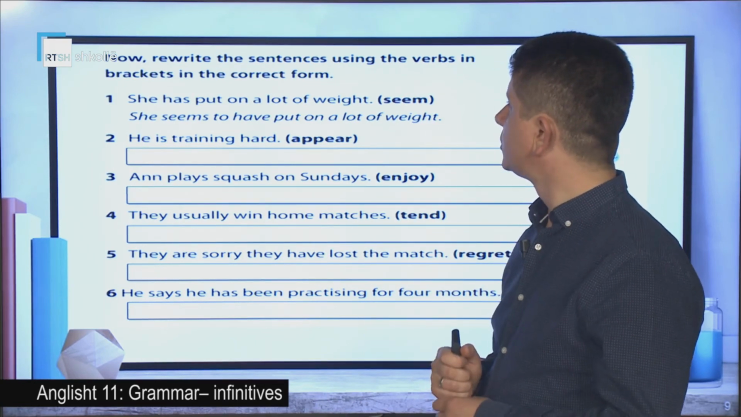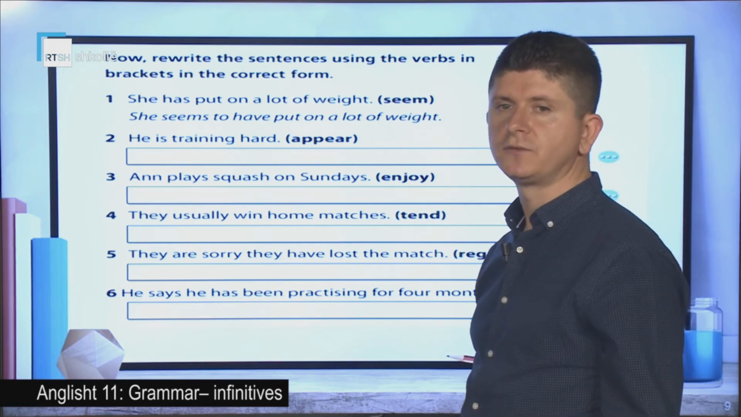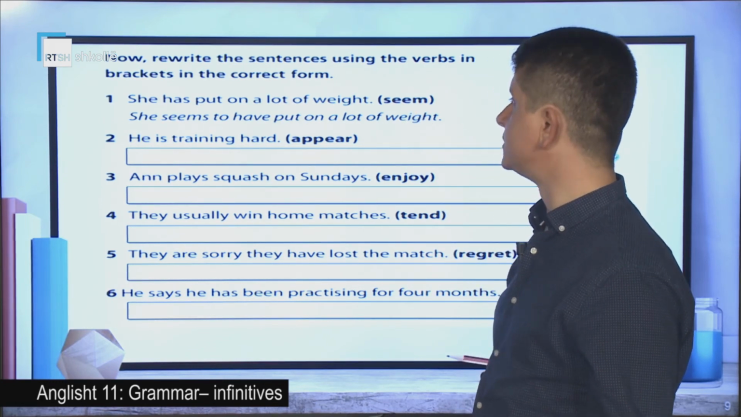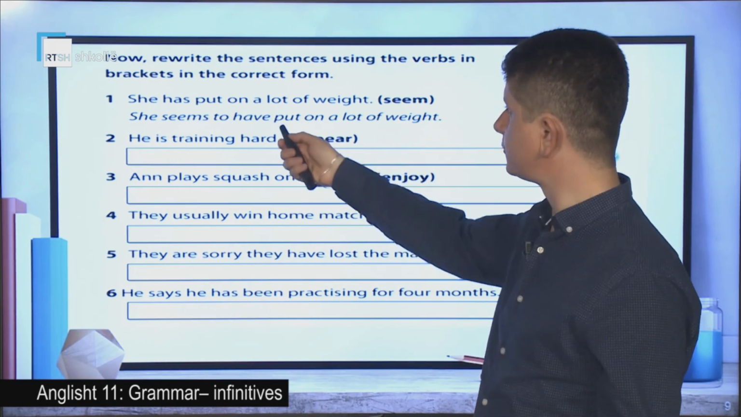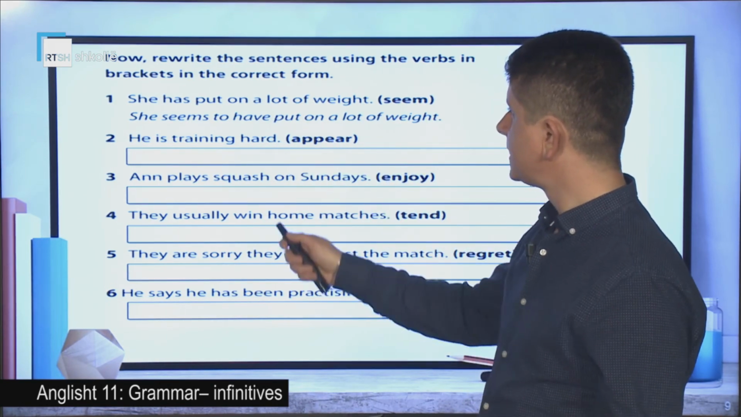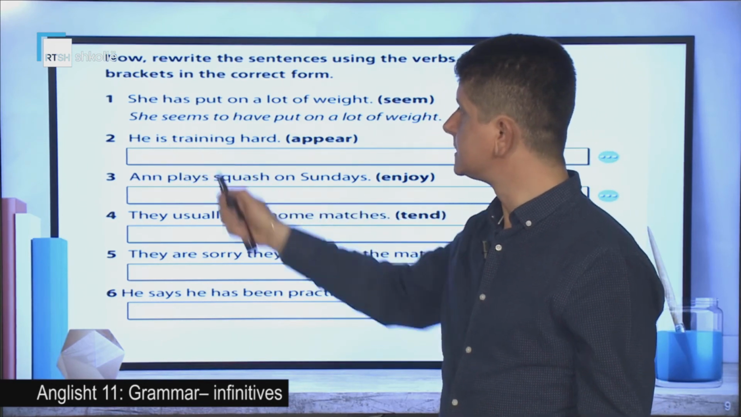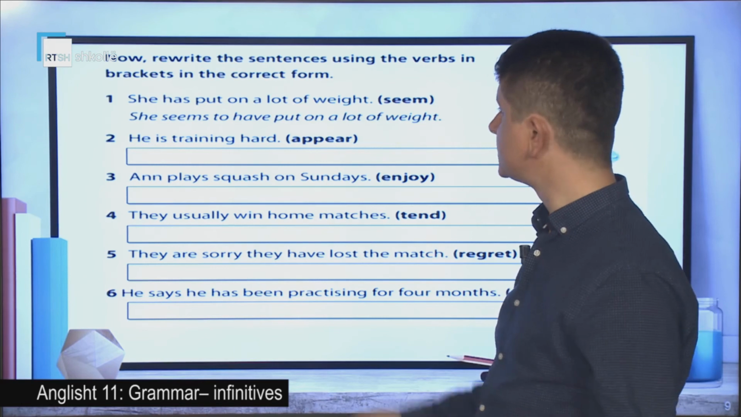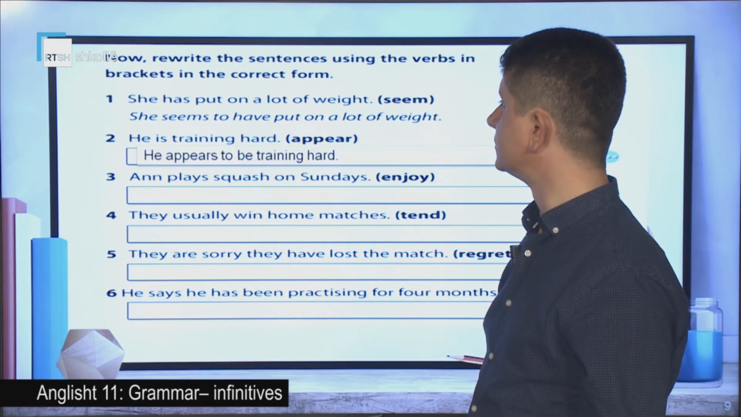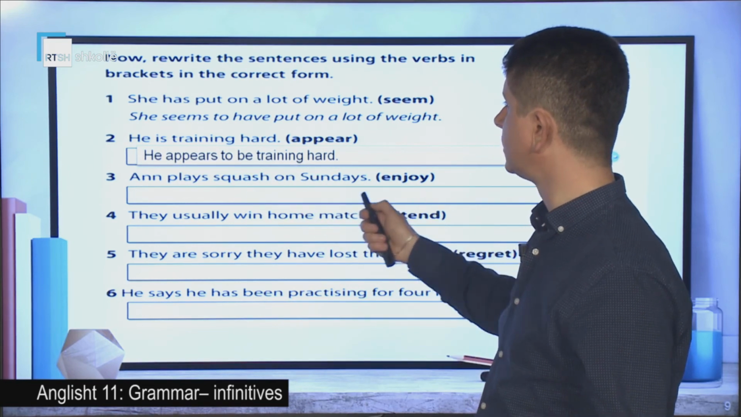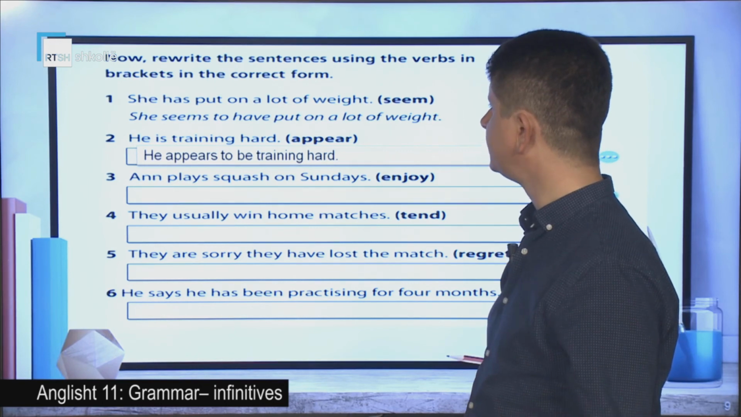Let's do an exercise together. She has put on a lot of weight. So we use the verb here, and then we use one of the correct forms of the infinitives or the ing forms. She seems to have put on a lot of weight, which is a present perfect infinitive. The second, he's training hard. As we see, it is a verb in the present continuous, which means the infinitive should be in the present continuous. He appears to be training hard. To be training hard is a present continuous infinitive.